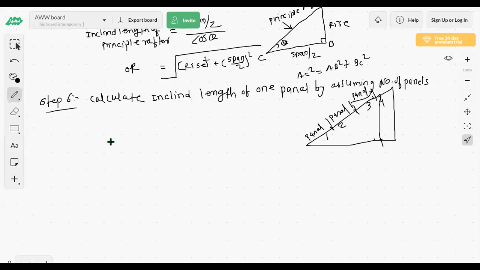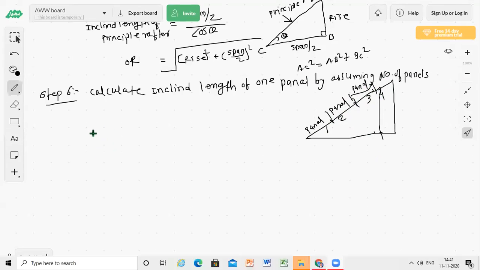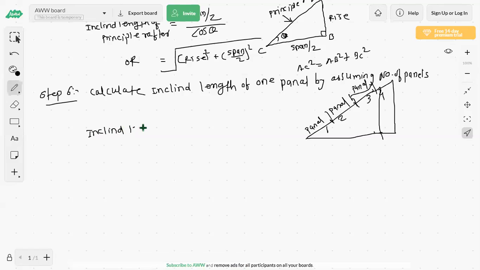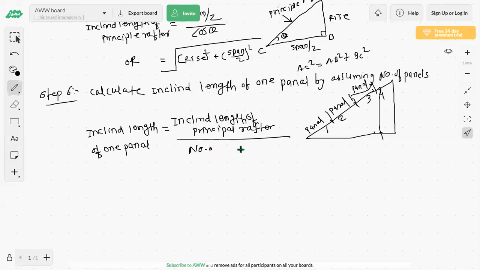So how to calculate inclined length? Inclined length of one panel is equal to inclined length of principal rafter divided by number of panels. If we divide this total inclined length by the number of panels, suppose we assumed 4, then dividing by 4 gives the length of one panel. This is one panel.